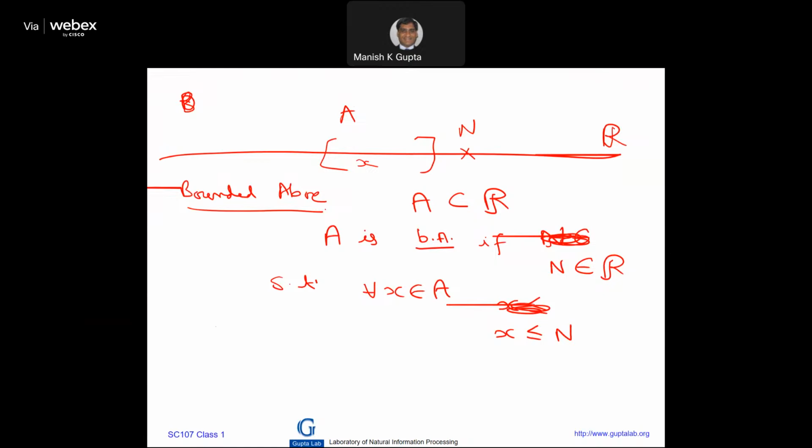So for example, what about the set of natural numbers? Is it bounded below? It is not bounded above, but it is bounded below. One is there as a lower bound, right? You cannot go below one. So the natural numbers are bounded below. Is N bounded? N is not bounded, because it is only bounded from one side, but not the other side.